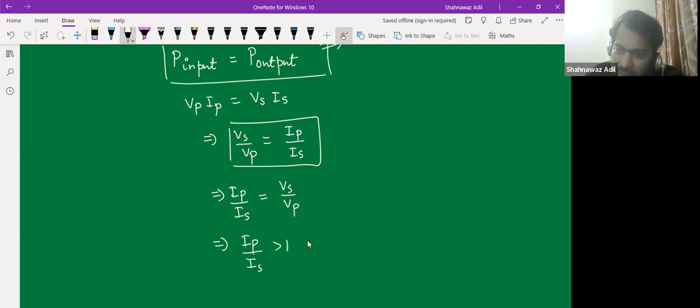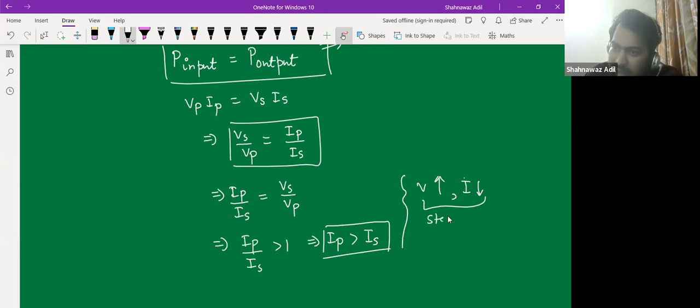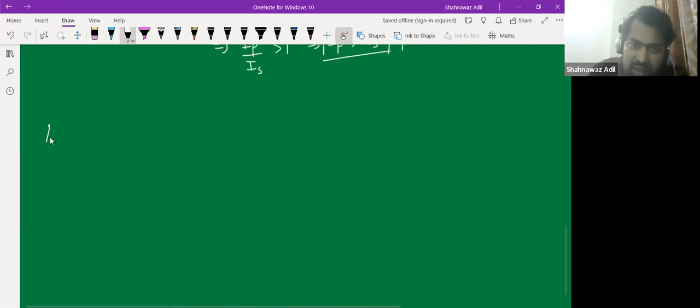That is greater than 1, which means that the current in the primary coil is greater than in the secondary. So current is decreased and voltage is increased. Voltage increased and current decreased. So this is your step-up transformer, and similarly, I will write the step down directly as well.